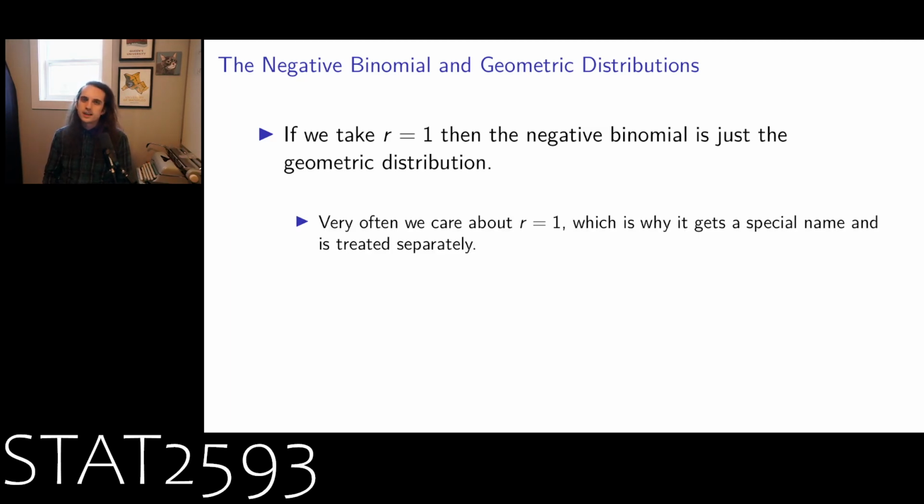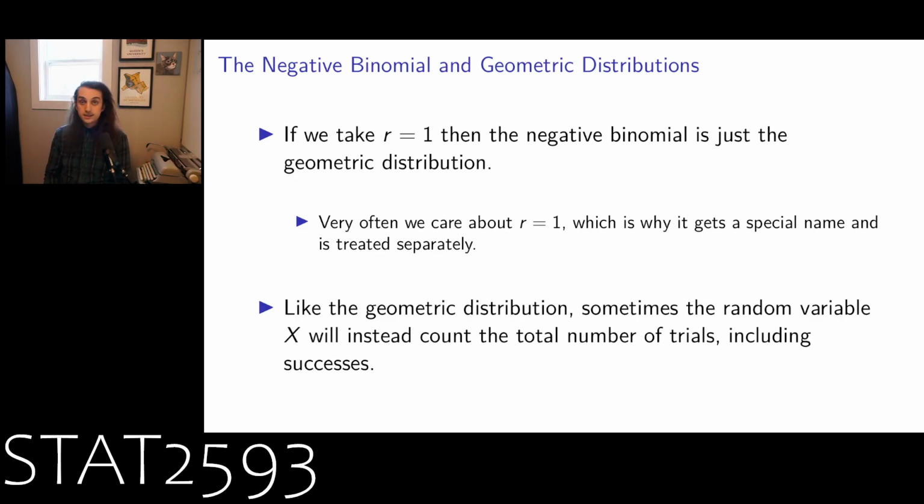Now, we often care about just reaching the first success. Oftentimes after the first success, the process is going to be over, and so that's why we treat that separately. But in the general case, you can always just work with the negative binomial instead of the geometric distribution. Like the geometric distribution, sometimes we're going to include those r successes in the total number of trials. And so then instead of counting the number of failures, we count the total number of trials until the rth success. But then you're just shifting everything by that value of r.